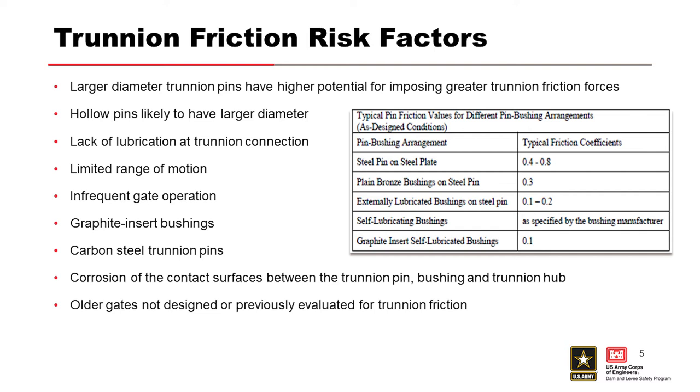Dissimilar metals are a concern on a lot of structures that we always need to be looking out for. Those have created problems that resulted in a lot of corrosion, which then increased the coefficient of friction well beyond this 0.1 value that was thought to be the correct value to use. All of this is the corrosion of that whole trunnion assembly, where you have the trunnion pin, the bushing, and the trunnion hub, which is really where we're focusing on for this.